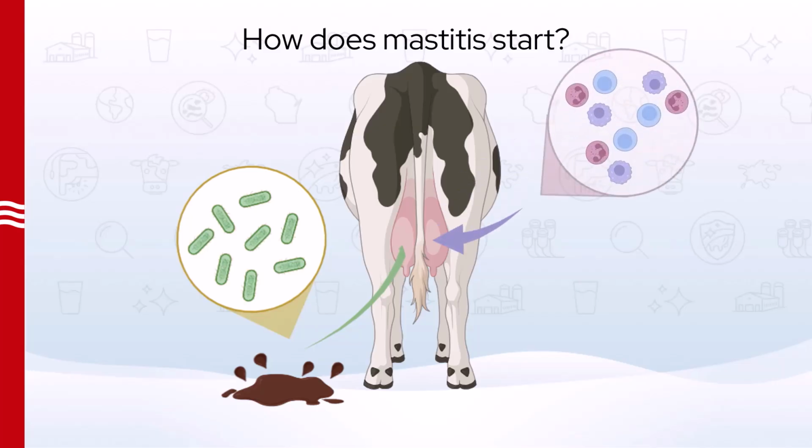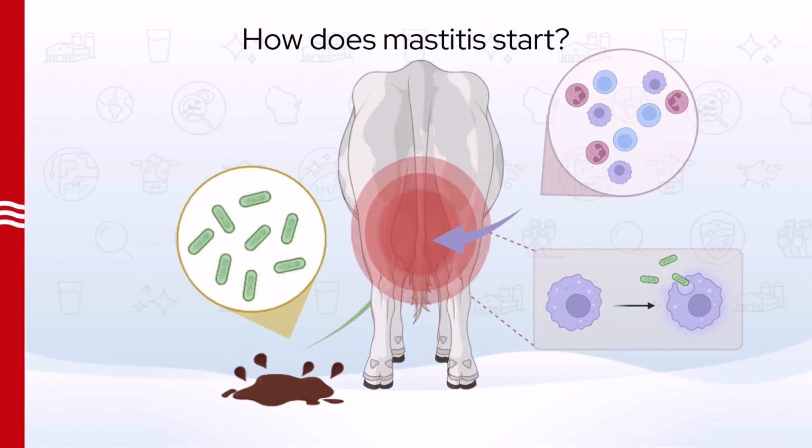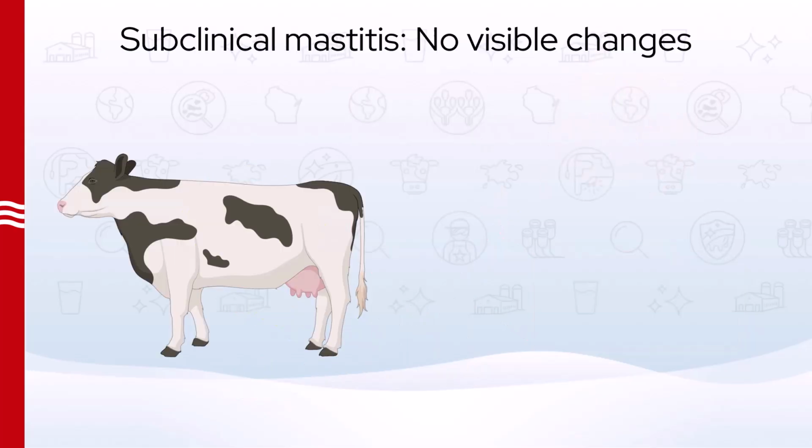When these microorganisms enter the udder, the cow's immune system fights back. It sends special defense cells, called somatic cells, from the blood to the udder. These cells eat harmful bacteria. This battle causes inflammation, heat, and pain, which are common signs of mastitis. However, if the immune response is weak, we don't always see visible signs. This is known as subclinical mastitis.